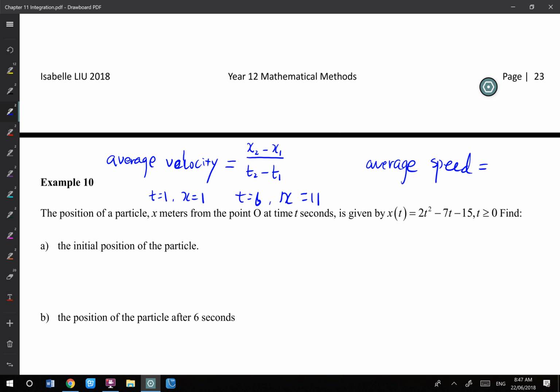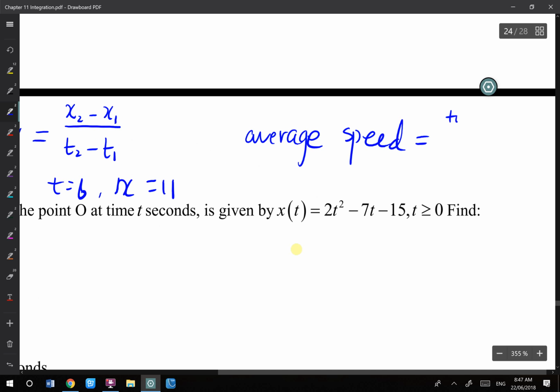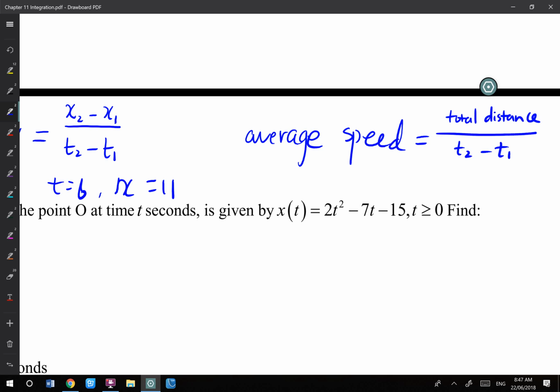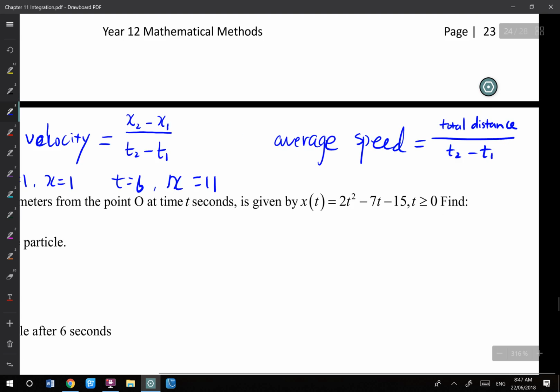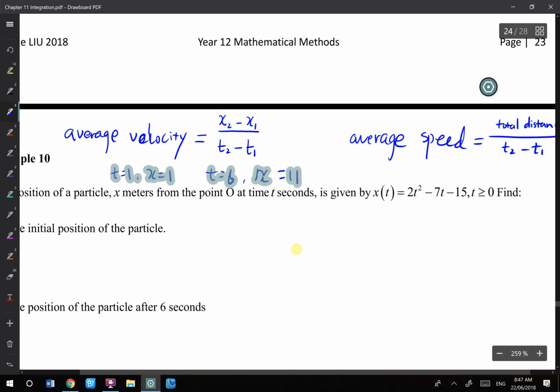That's average velocity. So average speed is the total distance covered from time 1 to time 2, and then we divide by the difference between the times. So in 1 second to 5 seconds, I have traveled in total 100 meters. Then it's 100 divided by 4 seconds. It's 25 meters per second. So it's the total distance covered between time 1 and time 2. That's average speed.